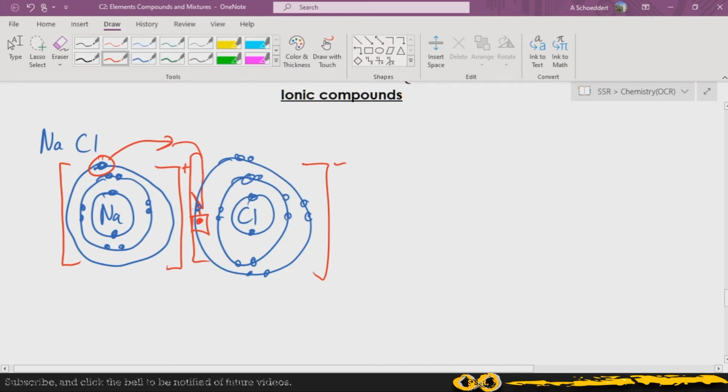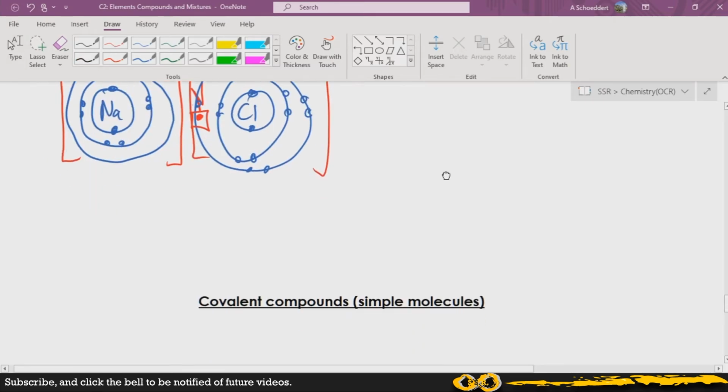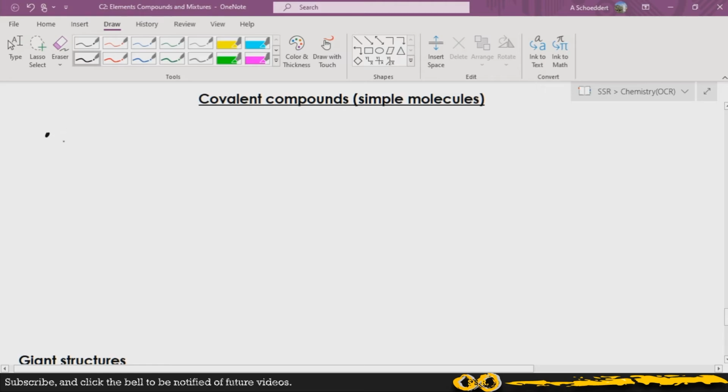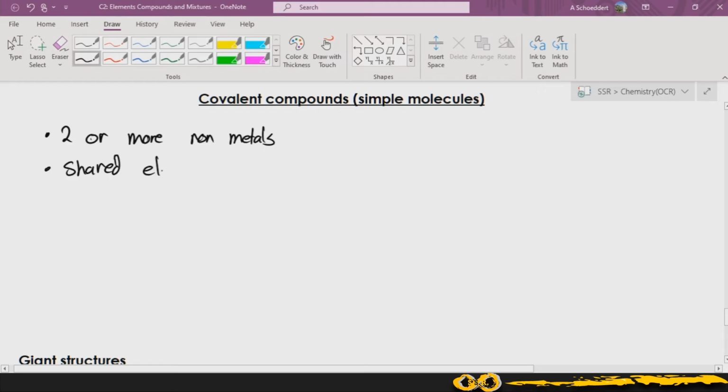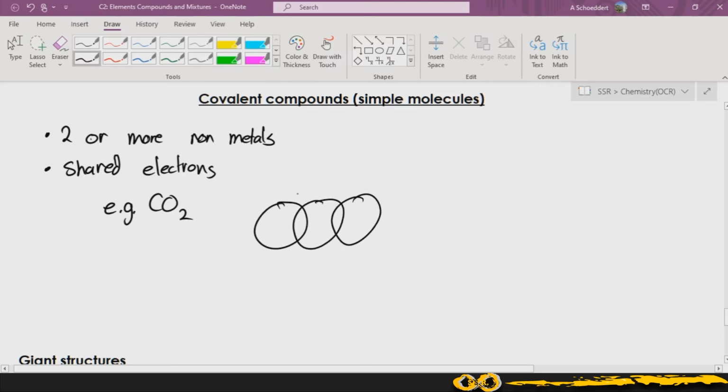The other type of compound is the covalent compound or the simple molecule. In this case, you are dealing with 2 or more nonmetals, and you're dealing with shared electrons. When we're drawing this type of compound, we only worry about drawing the outer shells, and let's use the example of carbon dioxide. We'll draw overlapping circles to show areas where the shared electrons would be, and then we'll go about placing them.